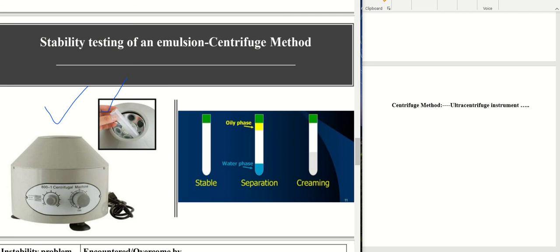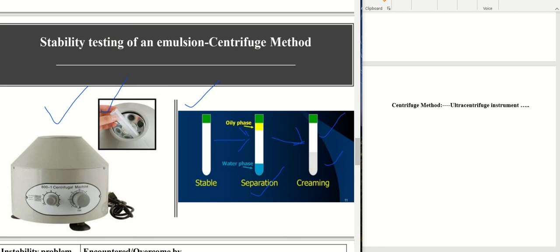Now, if our emulsion is stable enough, there will be no separation of phases. Now, if the emulsion is not stable, because of the centrifugal force during centrifugation, the oil particles and the water particles will tend to get separated. So we'll be able to see a separation of the phases. And on further rotations, a complete separation of the oily phase and the water phase is seen.